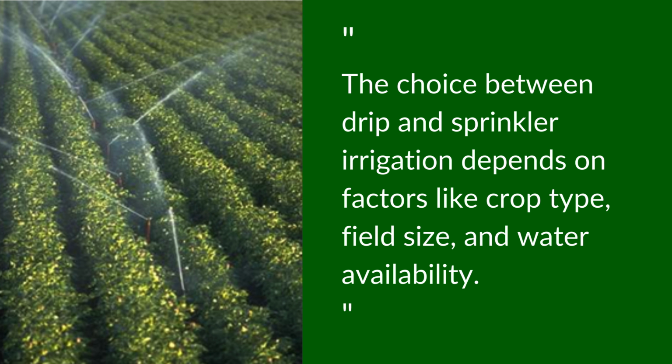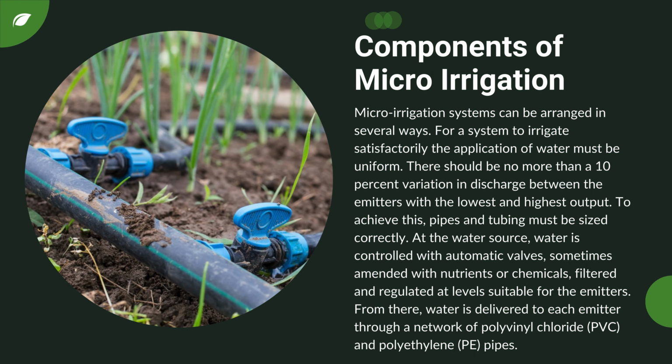The choice between drip and sprinkler irrigation depends on factors like crop type, field size, and water availability. Micro-irrigation systems can be arranged in several ways. For a system to irrigate satisfactorily, the application of water must be uniform. There should be no more than a 10% variation in discharge between the emitters with the lowest and highest output. To achieve this, pipes and tubing must be sized correctly.